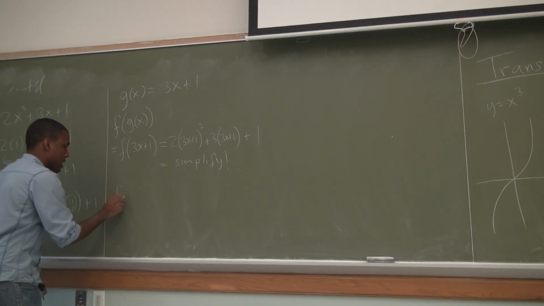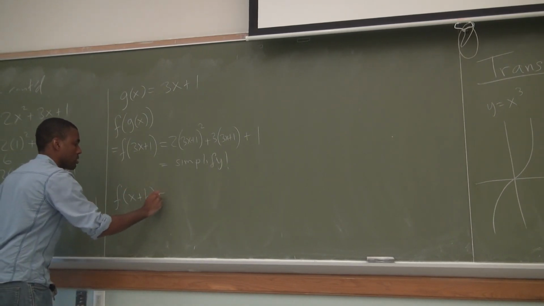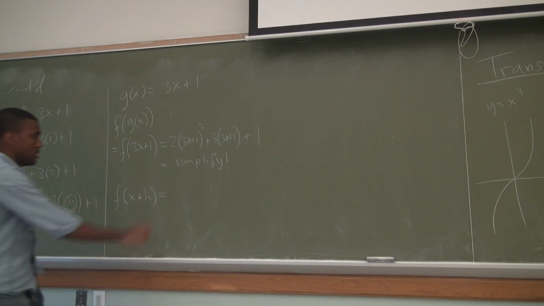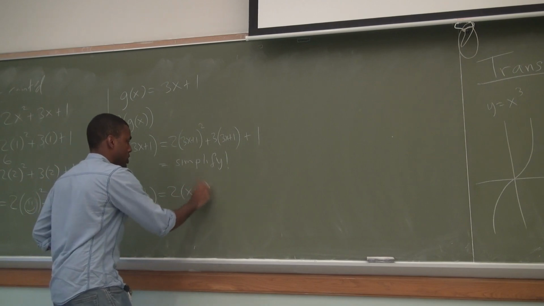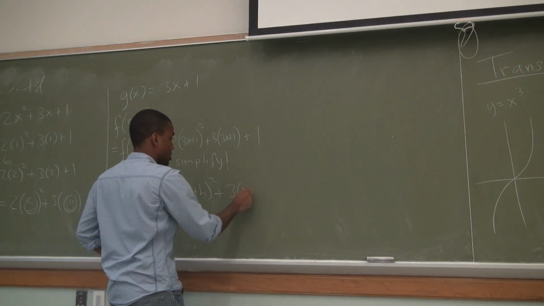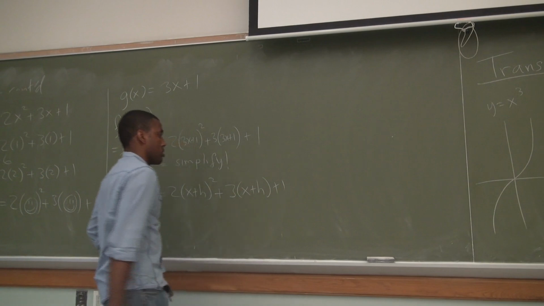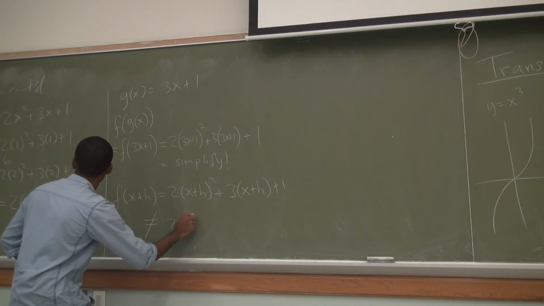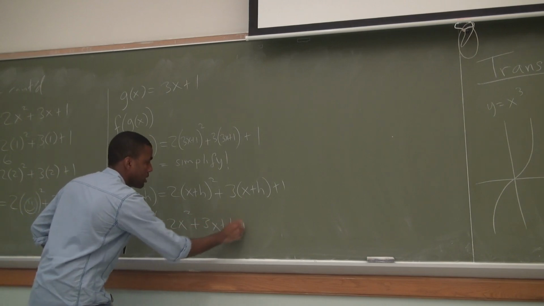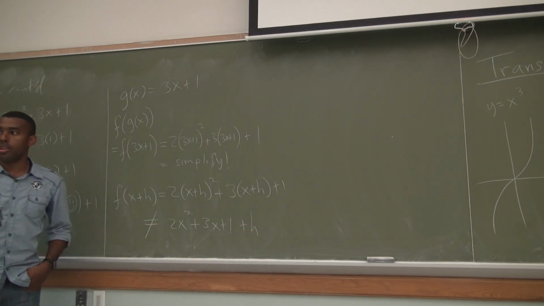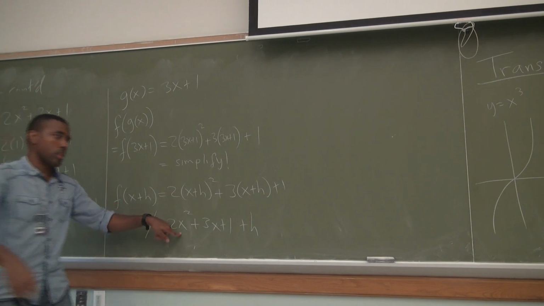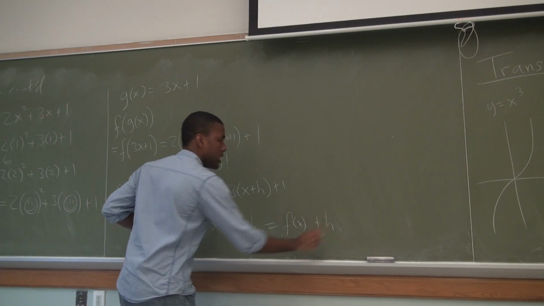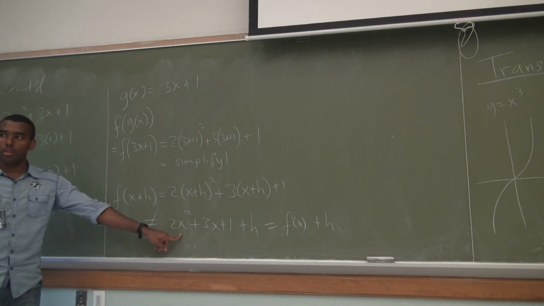So if I say something like f of x plus h, what do you do? 2 times (x plus h) squared plus 3 times (x plus h) plus 1. Notice that this is not the same as just saying 2x squared plus 3x plus 1 and then plus h. It's not the same thing. A lot of people do that, even on the quiz. This is not equal to f of x plus h separately.